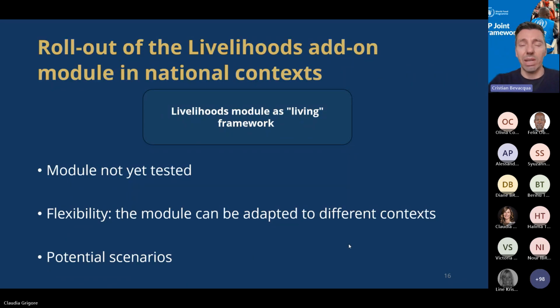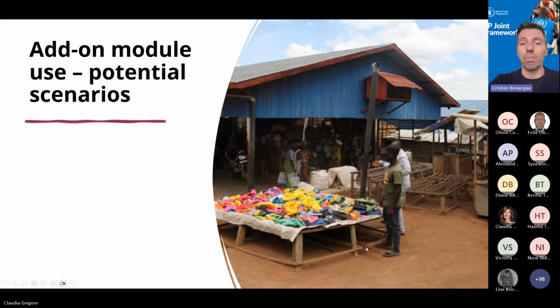And what the different scenarios have in common is two elements. One is that in any case, we need to be very committed to have resources, capacities, a budget to dedicate to the design and implementation of such a very deep assessment on livelihoods. So this is one element. The other element common to any scenario is that in any case, the JAF is a strategic framework that guides strategic reflections that need to happen at country level. So having said that, let's have an idea of the potential scenarios.